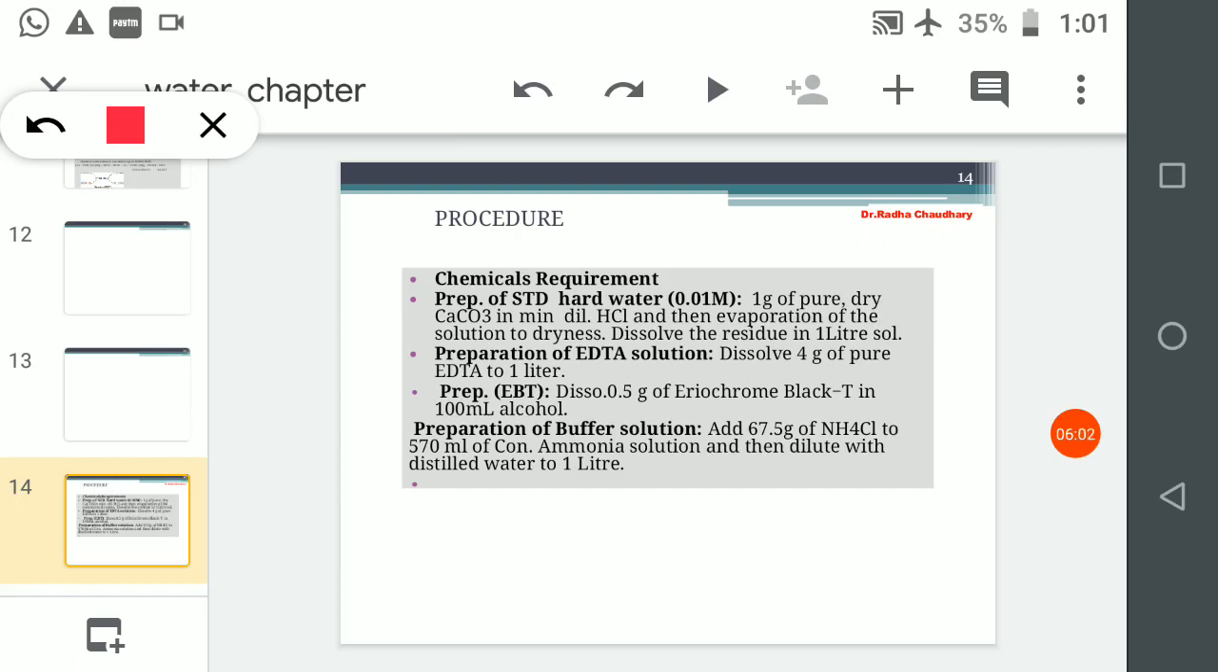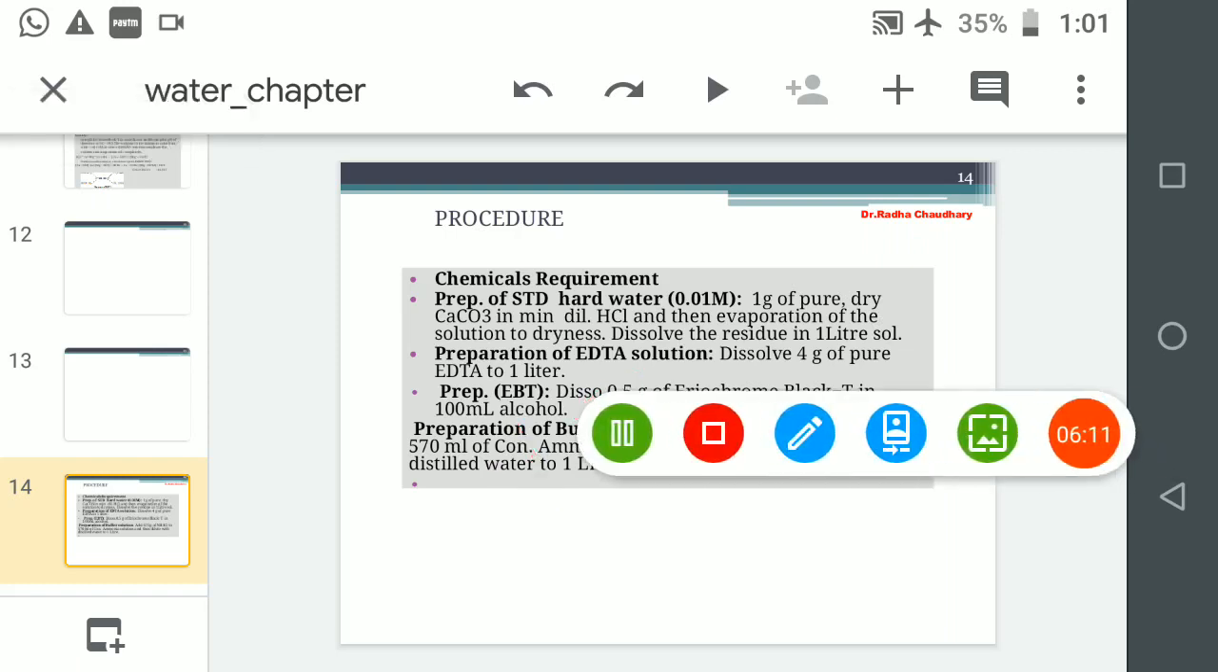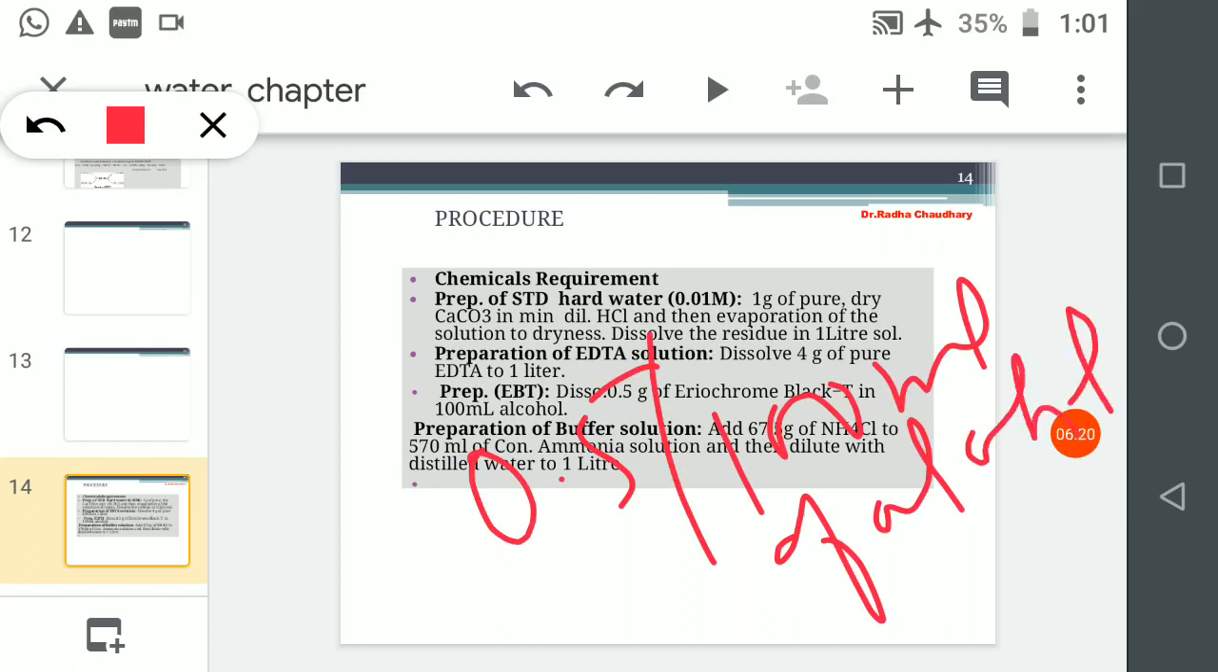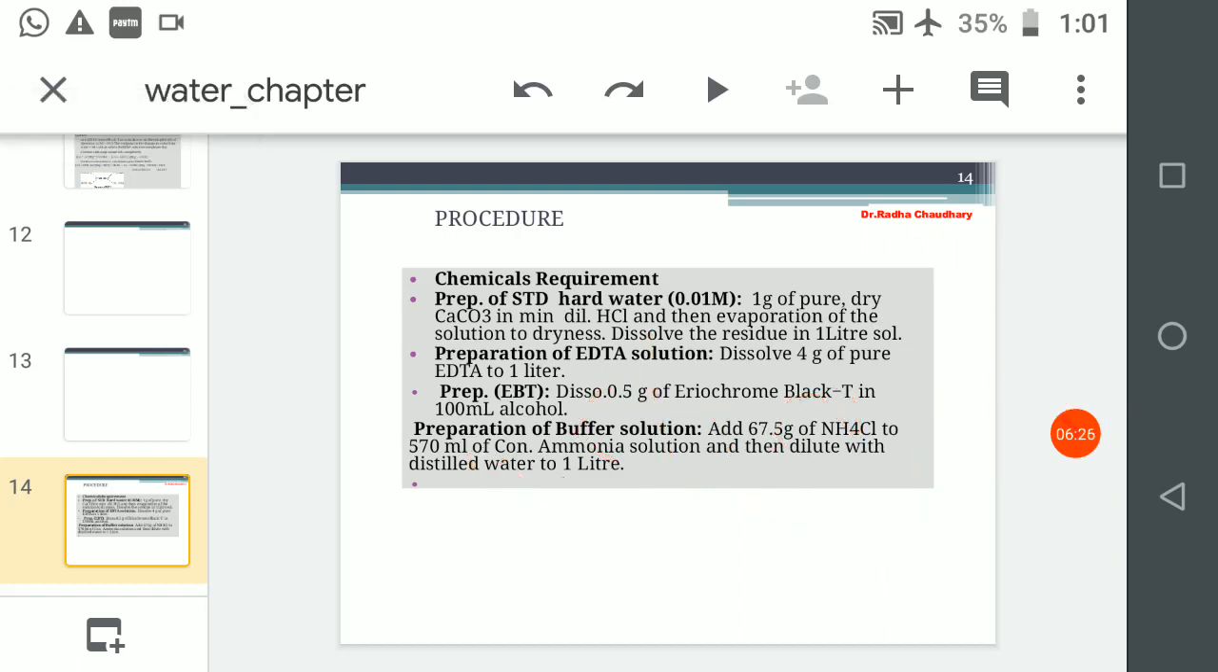To prepare EBT, 0.5 gram of EBT is dissolved in 100 ml of alcohol, because this dye is alcohol soluble, it is an azo dye. Then preparation of buffer solution. To prepare the buffer solution, 67.5 gram of ammonium chloride is dissolved in 570 ml of concentrated ammonia solution, and then diluted with distilled water to make 1 liter.